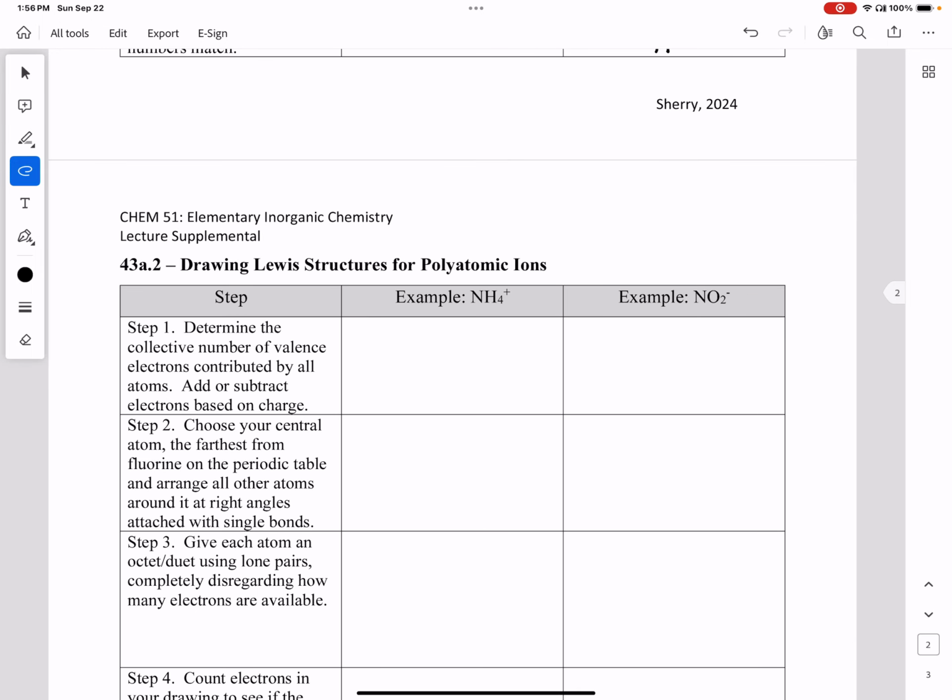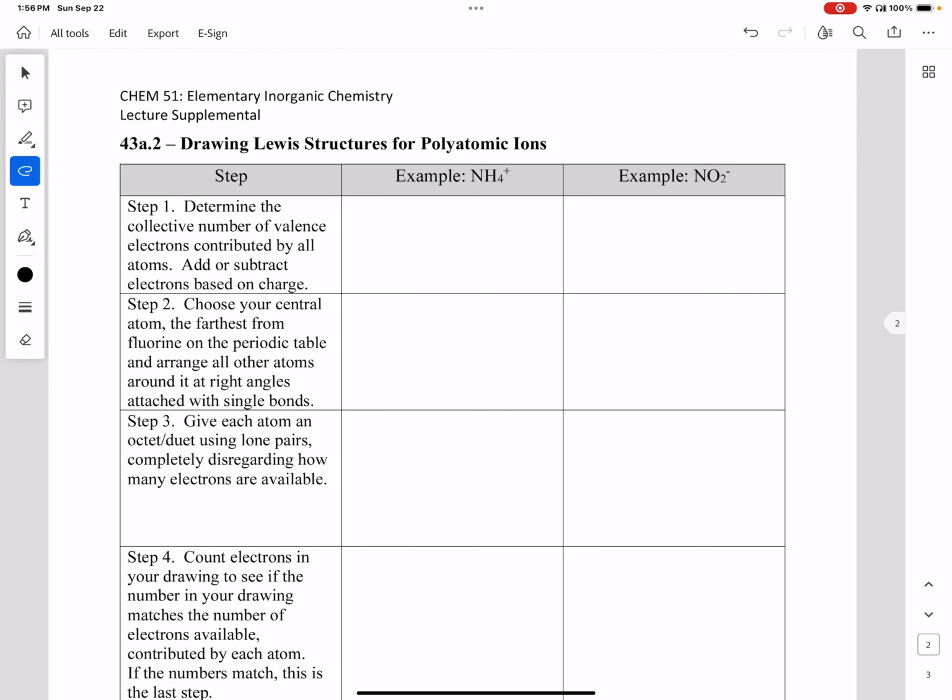Now let's look at polyatomic ions. We remember this from our chemical nomenclature activity. So we have NH4 with a positive charge. So first step, determine the number of valence electrons, just like before, and then I'm going to add or subtract an electron based on the charge.